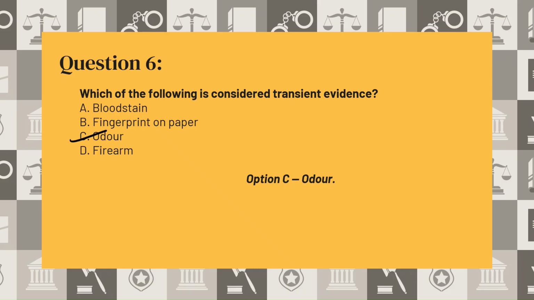Now, transient evidence is temporary in nature, with examples including smoke, odors, temperature, and footprints in snow before they melt. So since this type of evidence disappears quickly, investigators must observe and document it as early as possible.